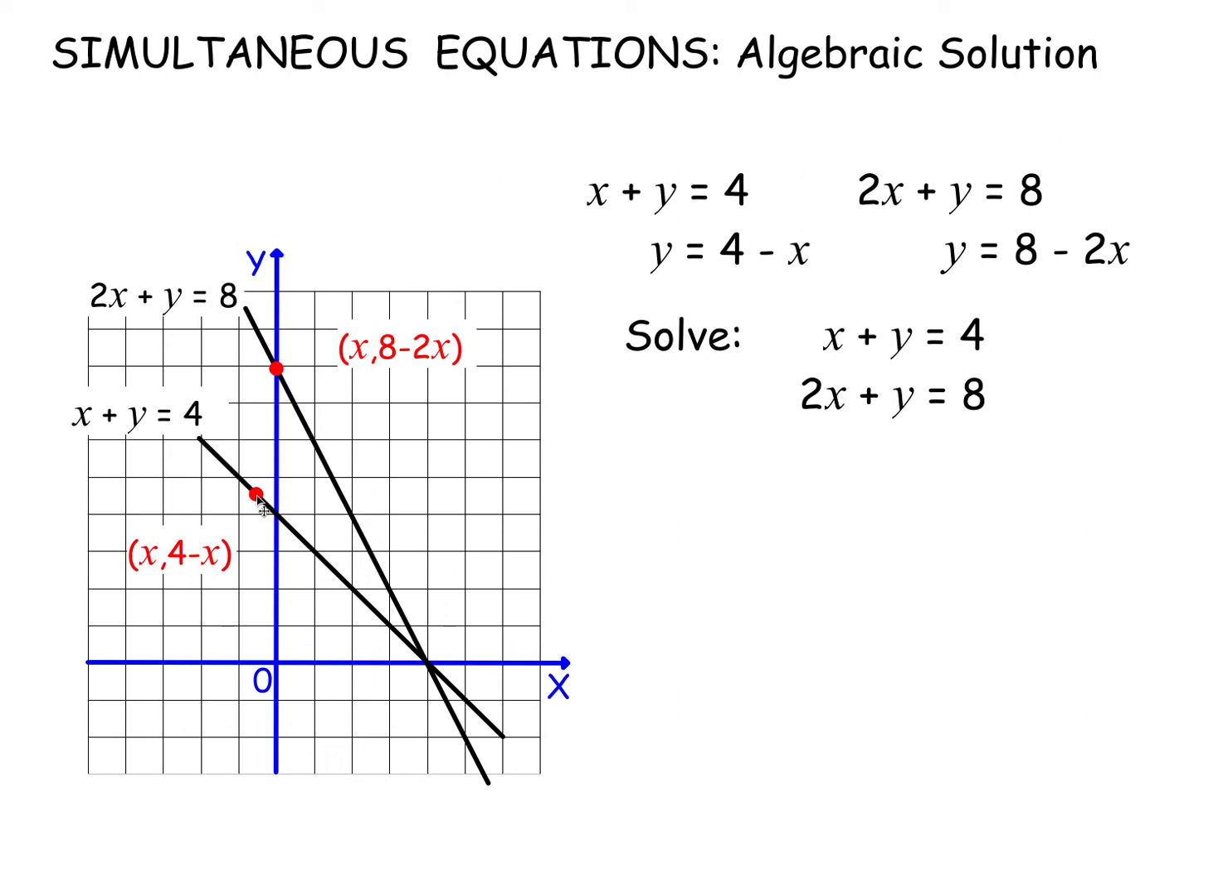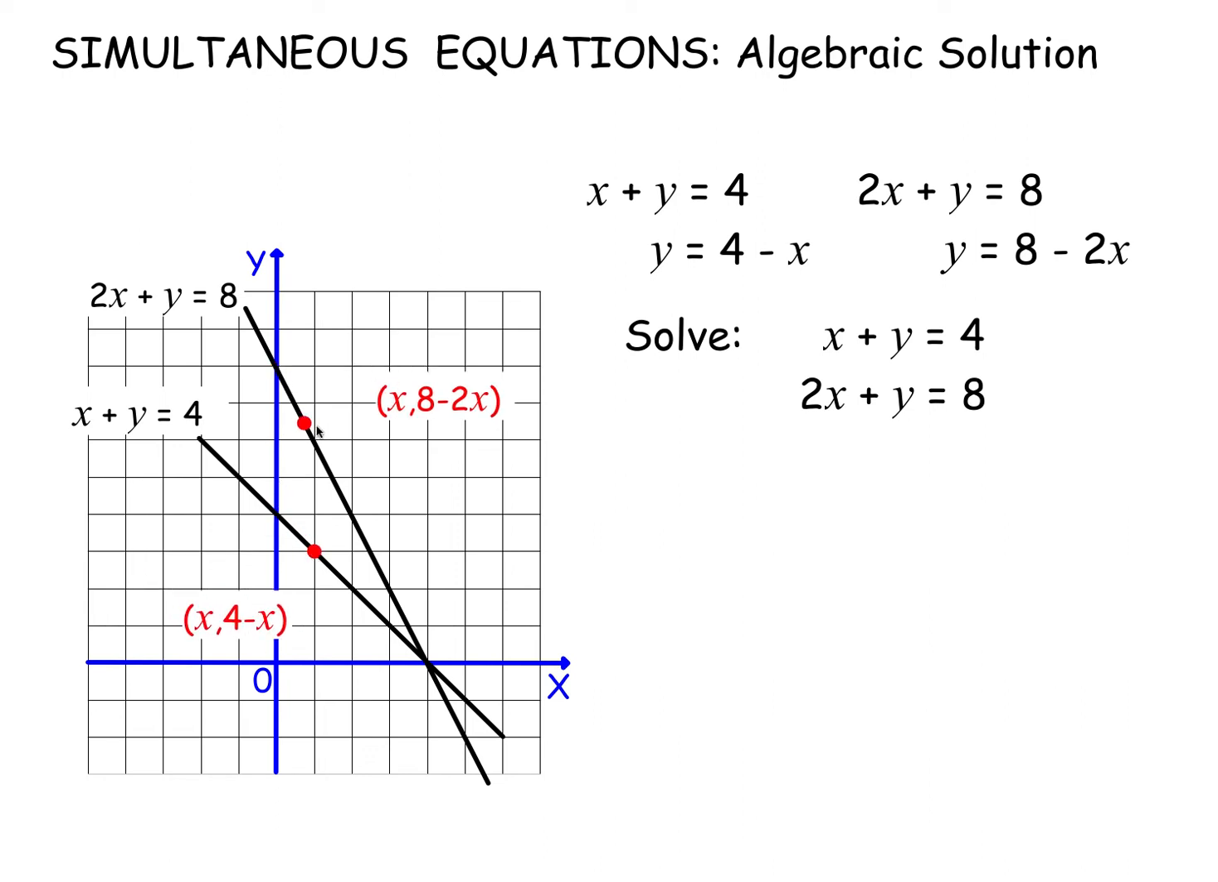In general, I can have these two points having the same x coordinate. There it is: x coordinate 0, y coordinate 4 minus 0. That's the y coordinate 4. Here, with x being 0, the y coordinate's 8 minus 2 times 0, which is 8. And there it is, the y coordinate's 8. So these points at the moment have the same x coordinate, but they've got different y coordinates.